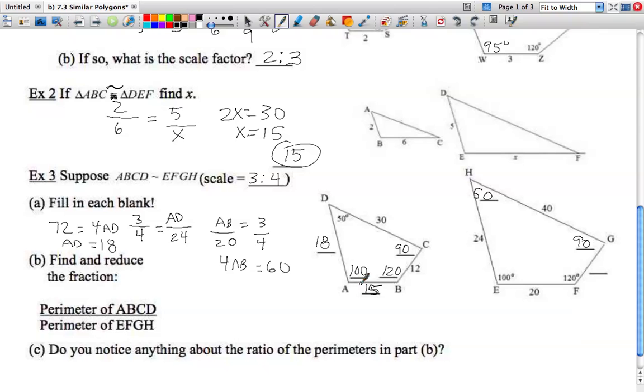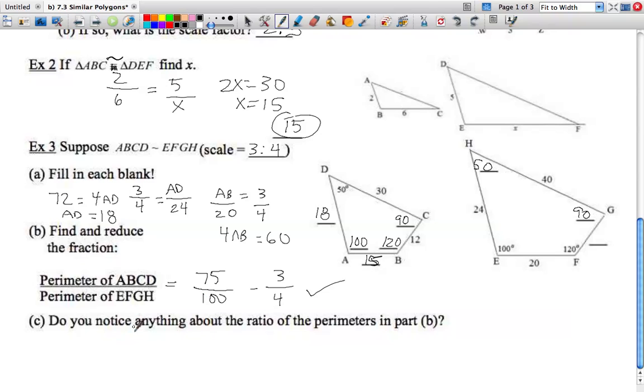So the perimeter of quadrilateral ABCD would be the sum of all the sides. If you sum up ABCD, 18 plus 15 plus 12 plus 30, you're going to get 75. If you sum up these, if you did your algebra right to get this guy, GH, you'll get 100, which is miraculously, coolly 3:4. So what number did that look like, the ratio of the perimeters? Well, that looks like the ratio of the scale factor. So we notice that the ratio of the perimeters is the same as the scale factor.